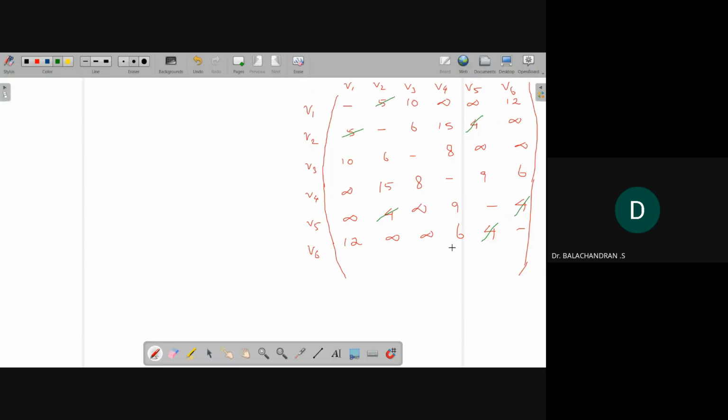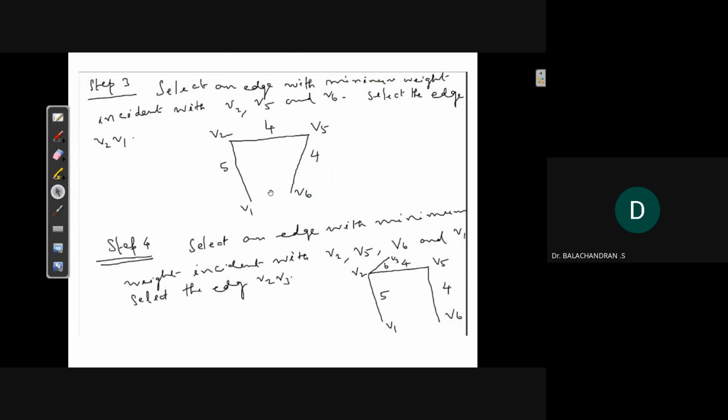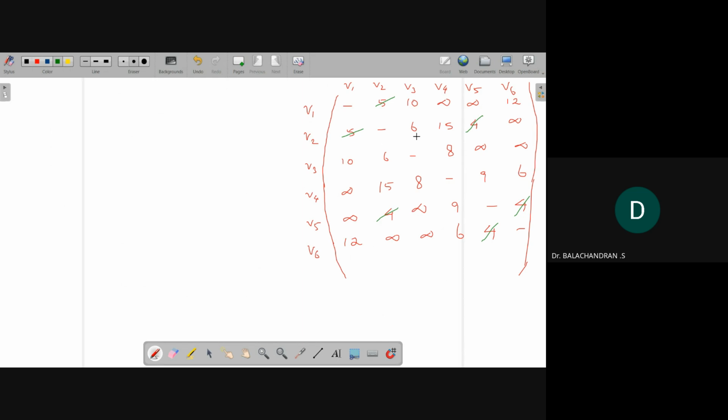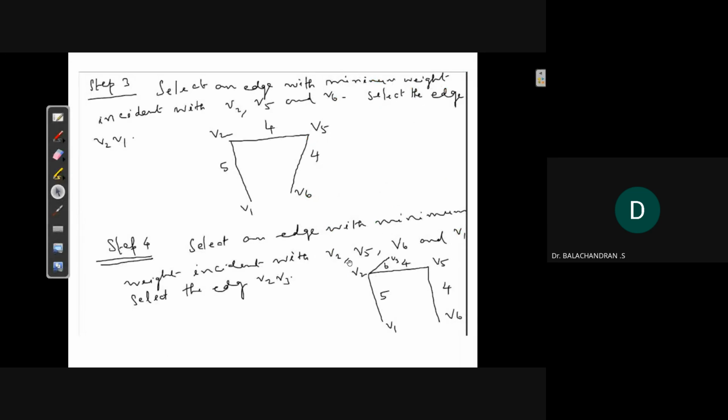V2 V3 or V6 V4. Okay, V6 V4 also you can put. Okay, do not form a cycle. Or one more option, V2 V3. V2 V3 is also you can choose. Okay, I choose V2 V3.